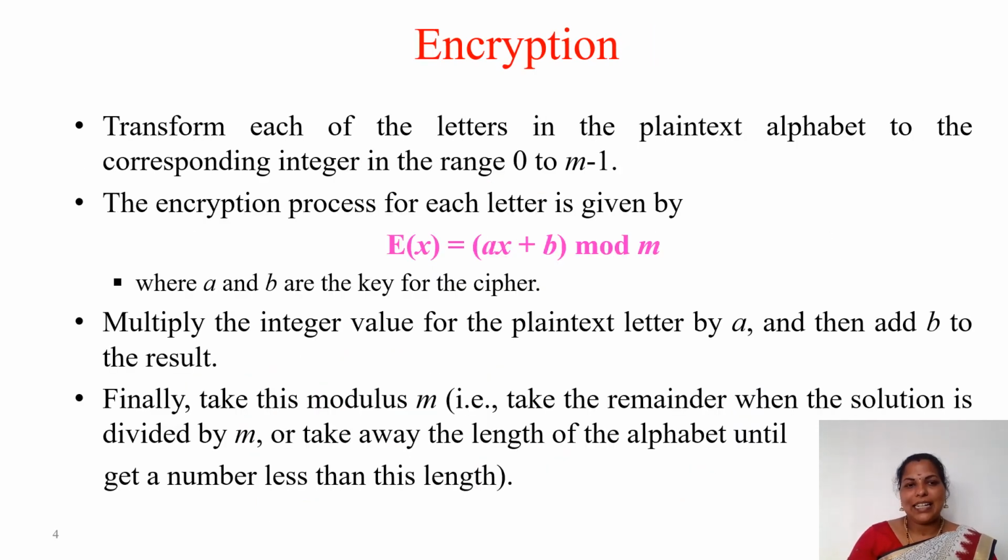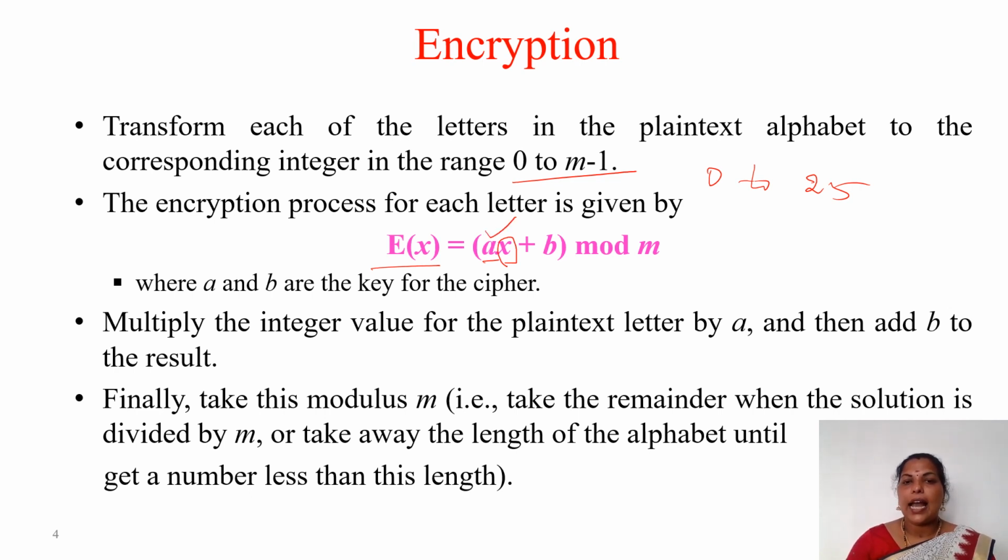This is the encryption process. Here we are transforming each of the letters in the plain text alphabet to the corresponding integer in the range 0 to m minus 1. In our case it is 0 to 25. The encryption process for each letter is given by E of x, that is, encryption of x equal to A into x, where x is the plain text, plus B mod m.